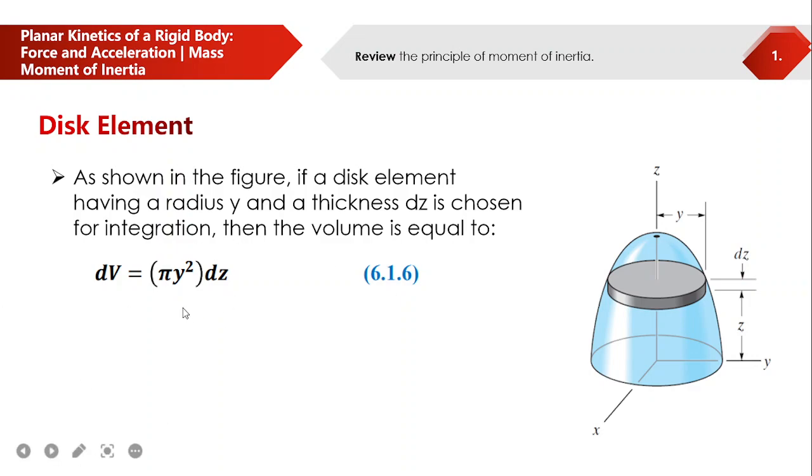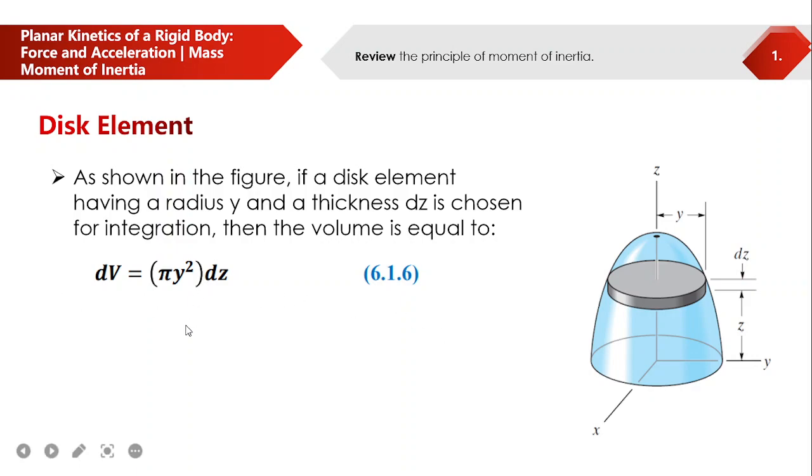So to find the volume of the disk, since it looks like a cylinder, a solid one, we can say that it is a cylinder but a rather short one. So that will be equal to pi y squared dz. This is its differential volume.